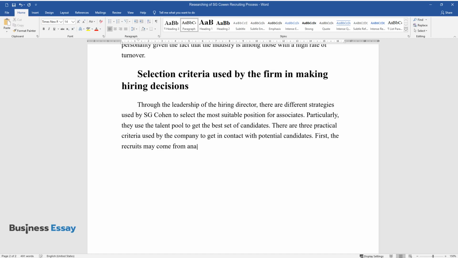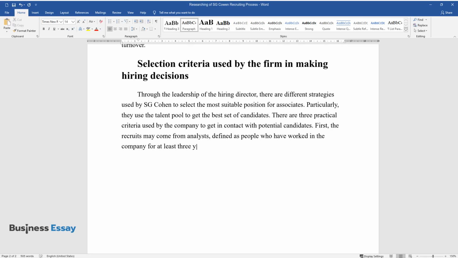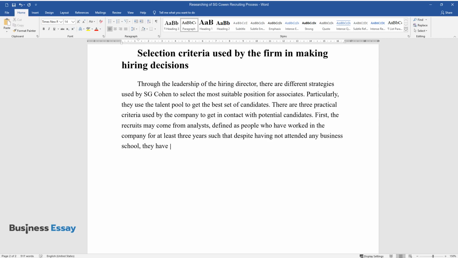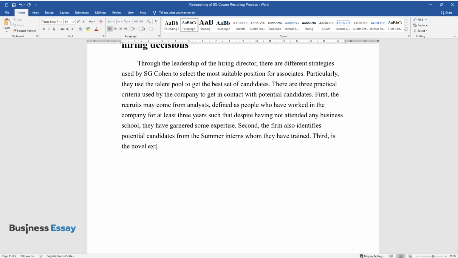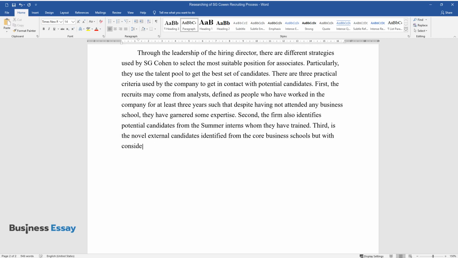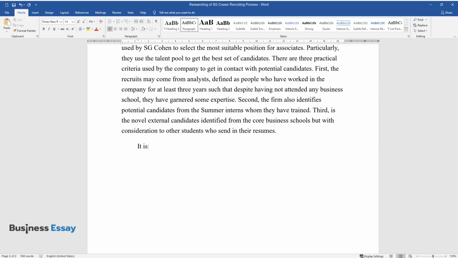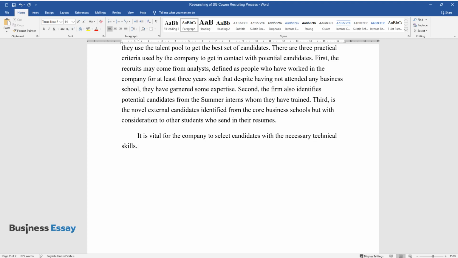First, the recruits may come from analysts, defined as people who have worked in the company for at least 3 years, such that despite having not attended any business school, they have garnered some expertise. Second, the firm also identifies potential candidates from the summer interns whom they have trained. Third is the novel external candidates identified from the core business schools, but with consideration to other students who send in their resumes.